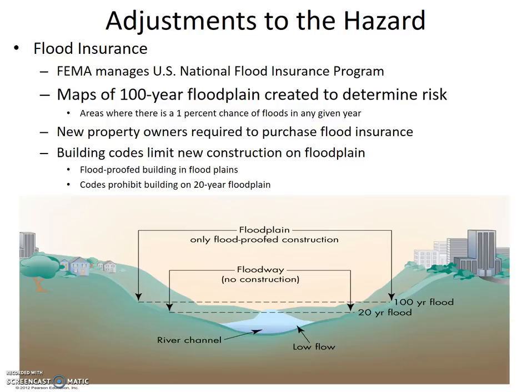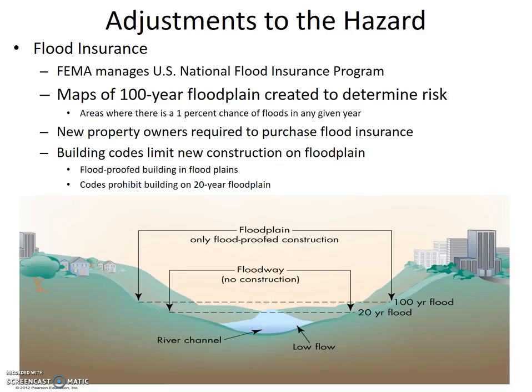Adjustments to the hazard include flood insurance and building codes. FEMA, which stands for Federal Emergency Management Agency, manages the U.S. National Flood Insurance Program. Maps of the 100-year floodplain are created to determine risk, i.e. areas where there is a 1% chance of floods in any given year. New property owners are required to purchase flood insurance, which is annoying for them.